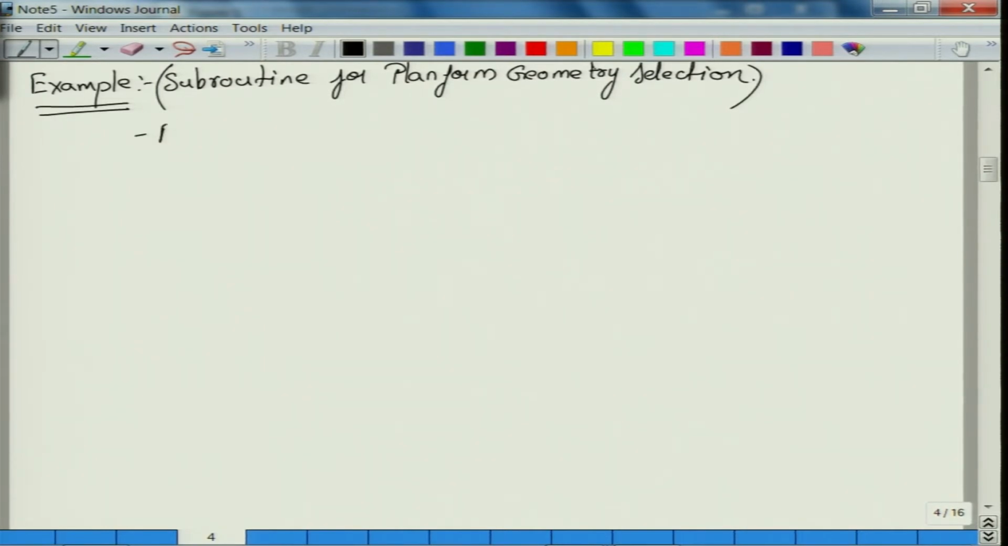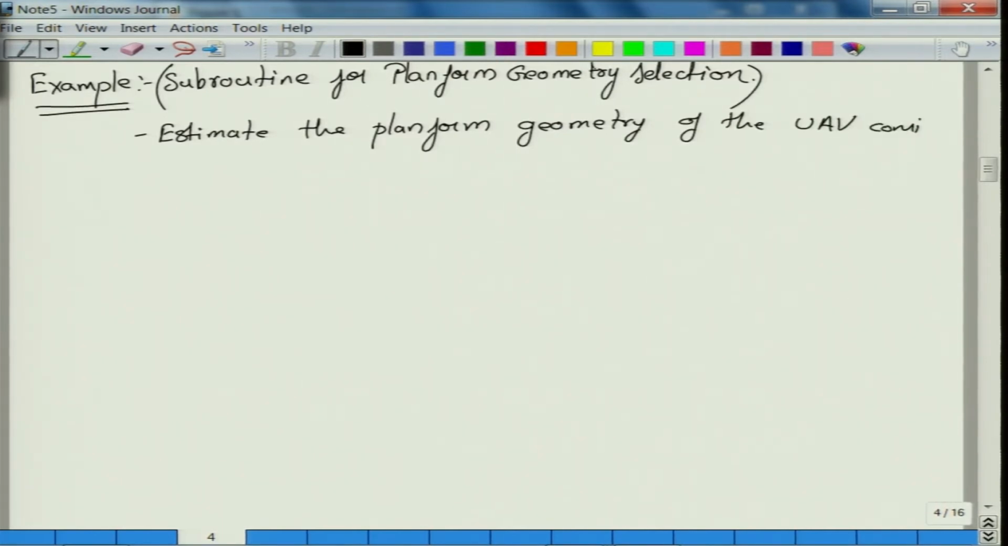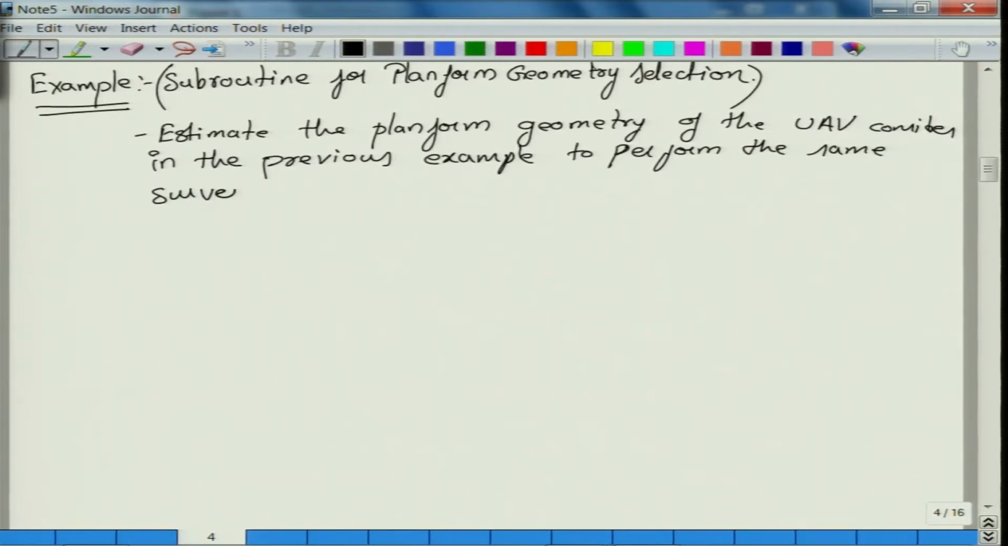So, estimate the Planform geometry of the UAV considered in the previous example to perform the same surveillance mission.